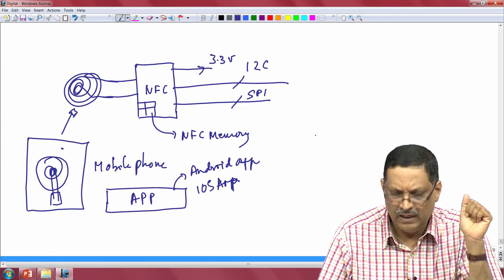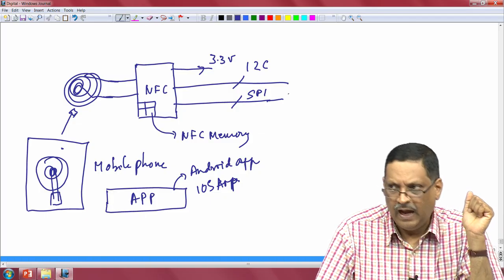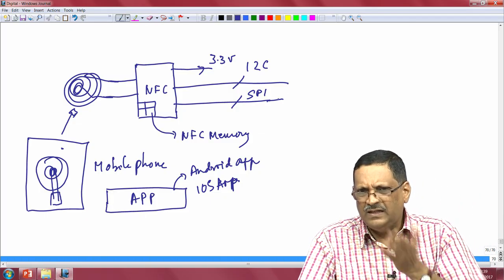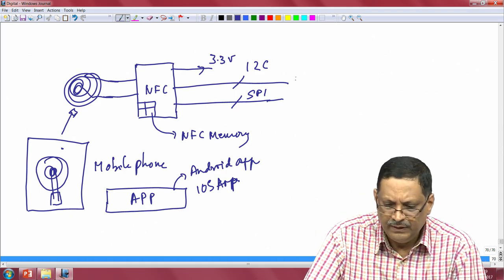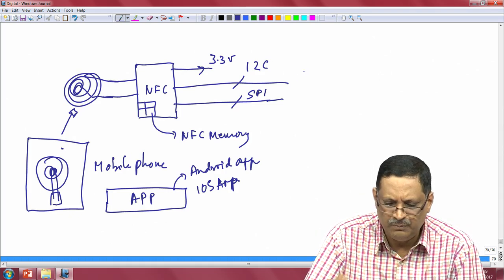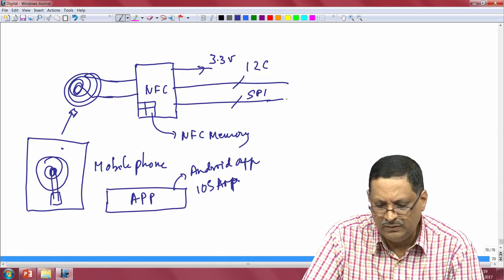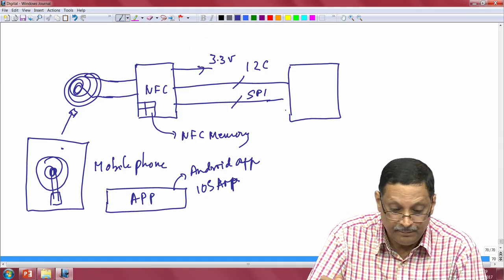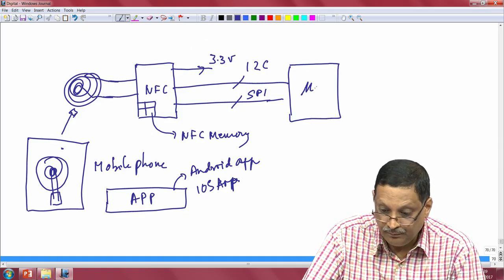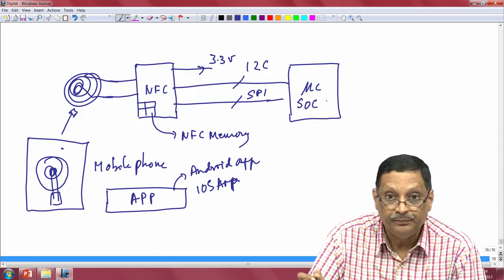Typically it is an SPI bus, but never mind, some manufacturers will give you I2C. It is a digital bus. You can interface it to a microcontroller, typically an SoC.